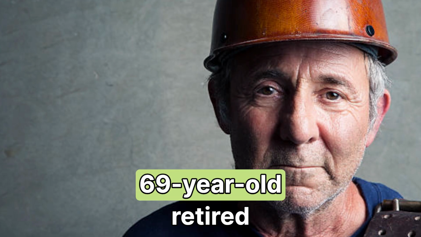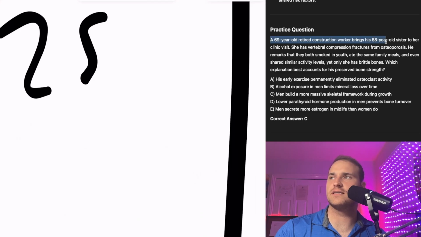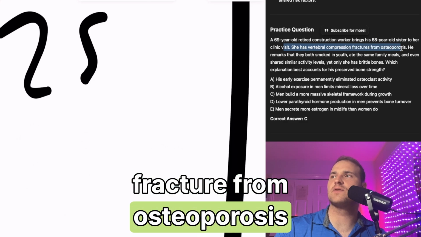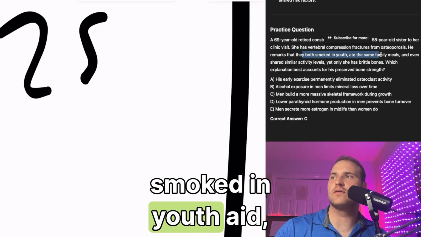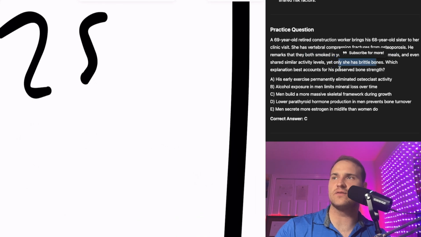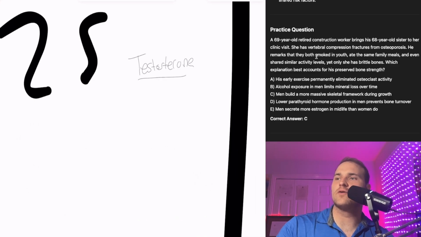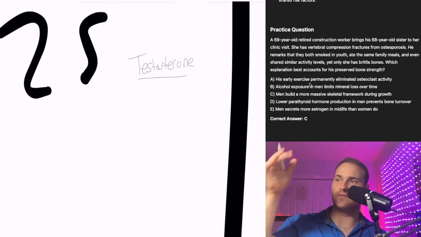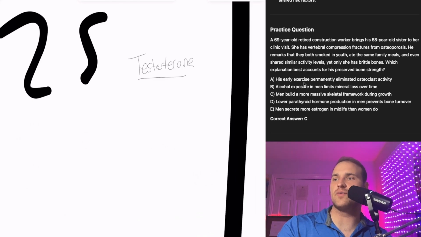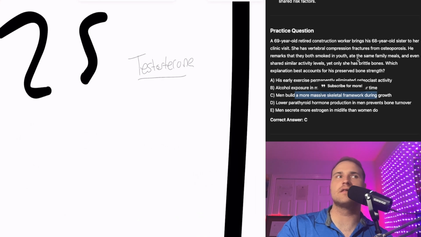Okay, so we have a 69-year-old retired construction worker who brings his 68-year-old sister to her clinic visit. She has a vertebral compression fracture from osteoporosis, and he says they both smoked in youth and ate the same family meals, yet she has the brittle bones. What explains this? Men build a more massive skeletal framework during growth. And the reason for this is testosterone. So you get wider and more dense bones by early adulthood, and even as you have age-related resorption, which they're both undergoing, the greater initial bone stock delays or prevents reaching the osteoporotic threshold. So it's really that early massive skeletal framework that the men have that the women don't.